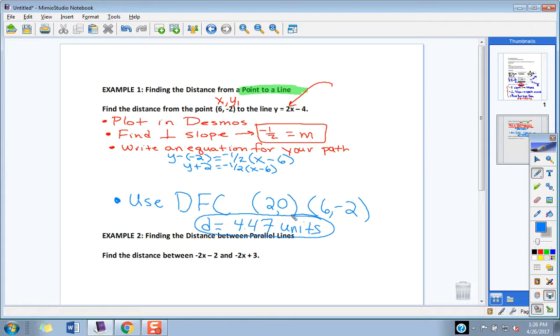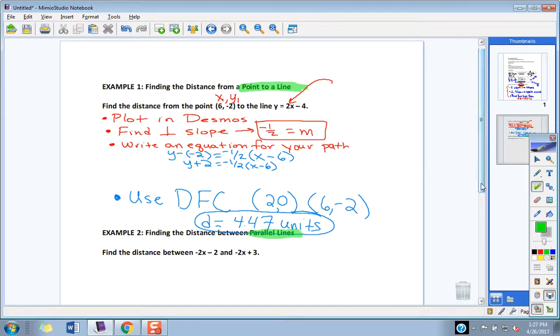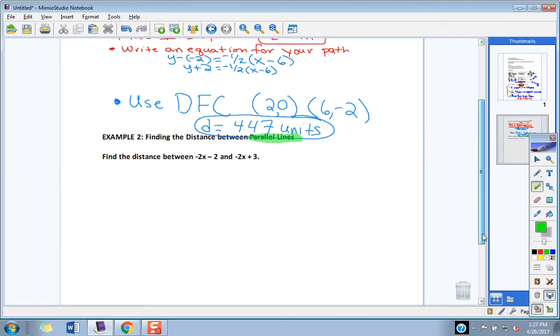This time, in example 2, find the distance between what? You want the good news or the bad news? Well, it's good news. The good news is you know how to do this. The bad news is this is a lot easier than the top one. We should be challenging ourselves more instead of making it easier, right? Okay. In an example where you are trying to find the distance between parallel lines.